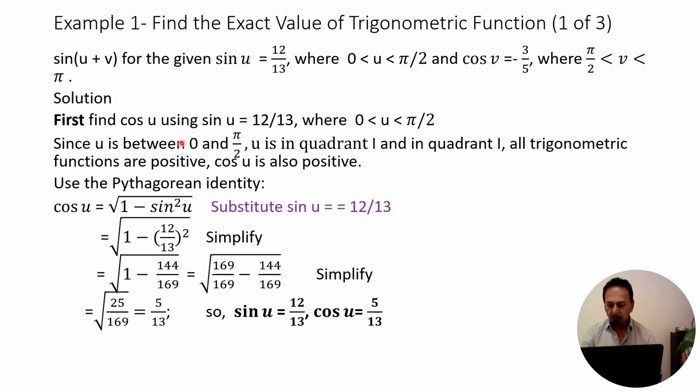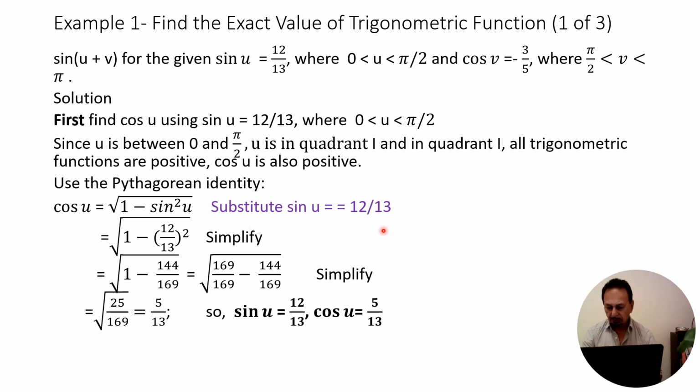So first find cosine u using sine u equal to 12 over 13, where u is between 0 and pi over 2. Since u is between 0 and pi over 2, u is in quadrant 1, and in quadrant 1 all trigonometric functions are positive. So cosine u is also positive. So use the Pythagorean identity: cosine u equals the square root of 1 minus sine squared u.